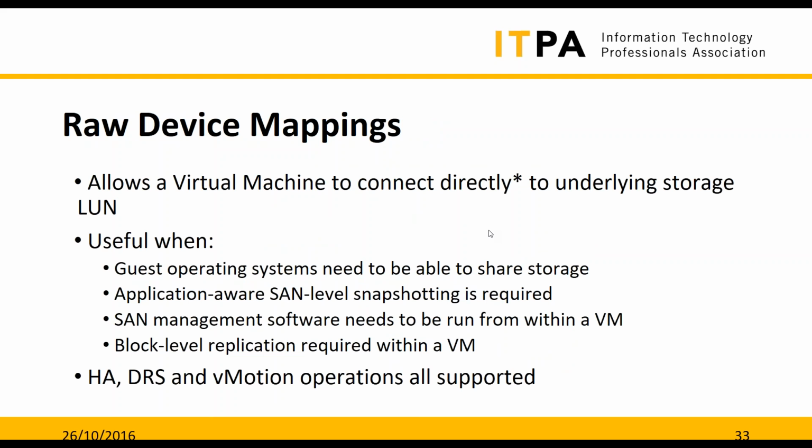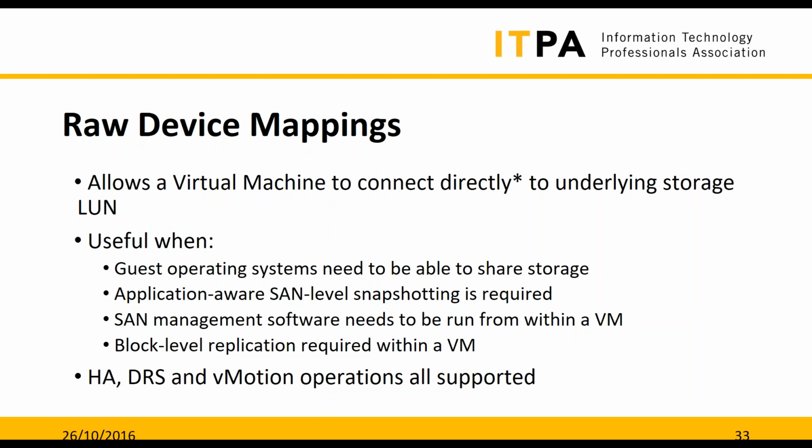Sorry, there was one last thing. Raw device mappings, we'll go through it very quickly. They basically allow a virtual machine to connect directly to underlying storage. So you may have an application which requires that it has direct access to storage from the SAN, so it might be a management application. It's good where your guest operating systems need to be able to share storage. So if you have a Windows cluster, as an example, where you've got a witness volume, then you'll have multiple virtual machines that need to access a single piece of storage. That can be done this way. You can't do that with VMFS volume, VMDKs.